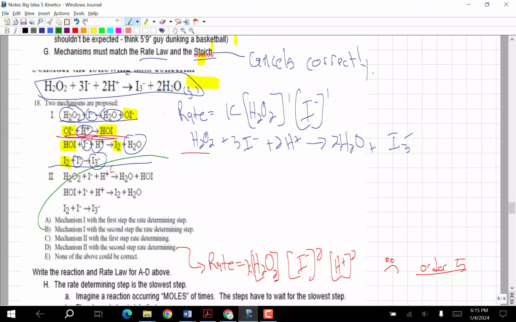So we're going to do mechanism 1. Okay, so rate equals K. Again, I've got OI that's going to do the same thing, right? So I'm going to have H2O2, I negative. The OI is not going to be there, but H positive. And that's going to be third order, okay?